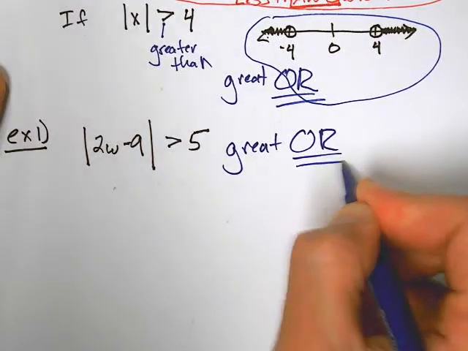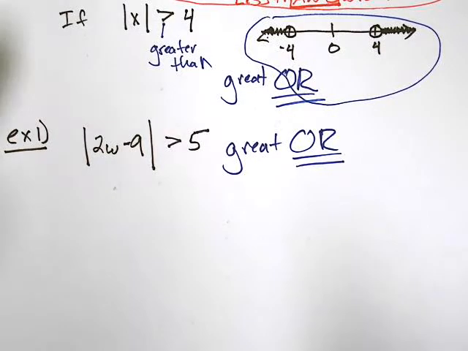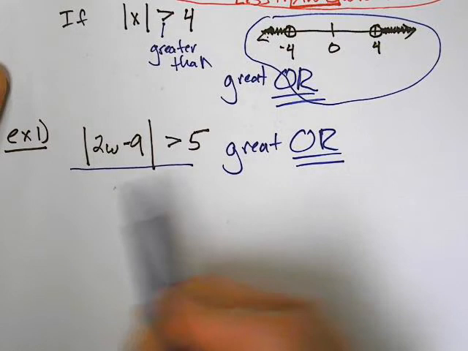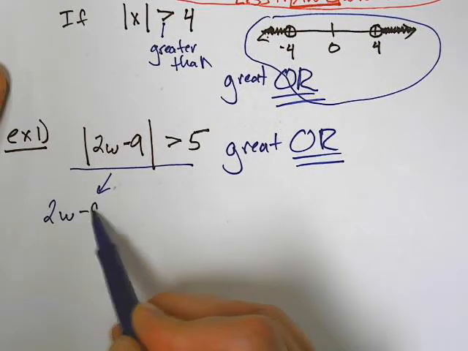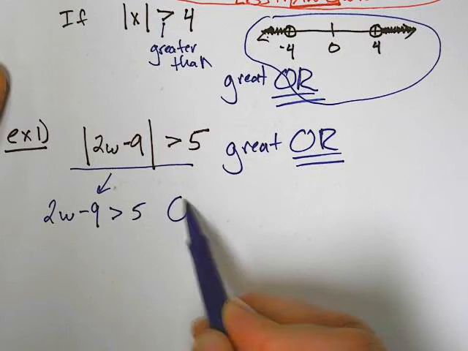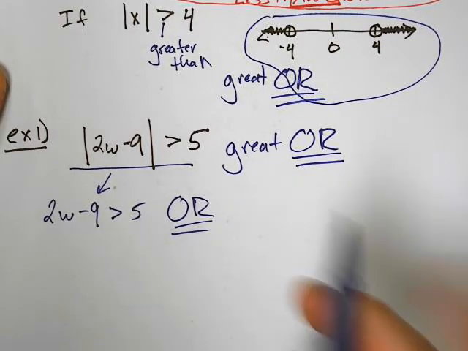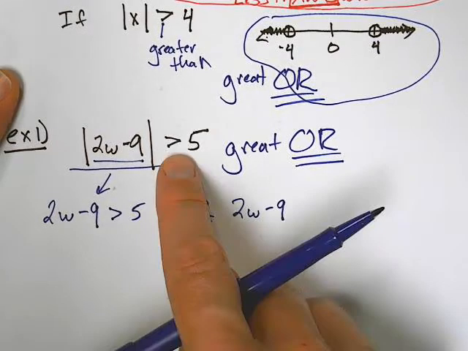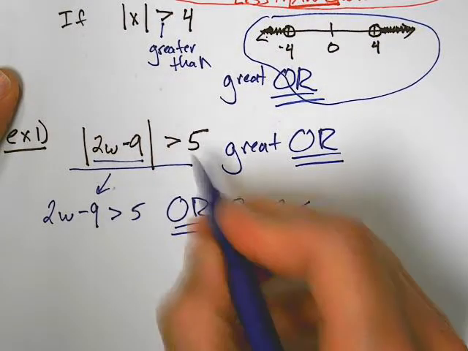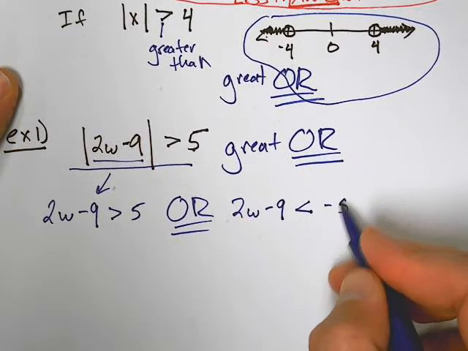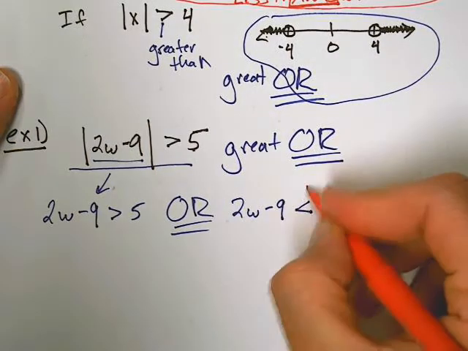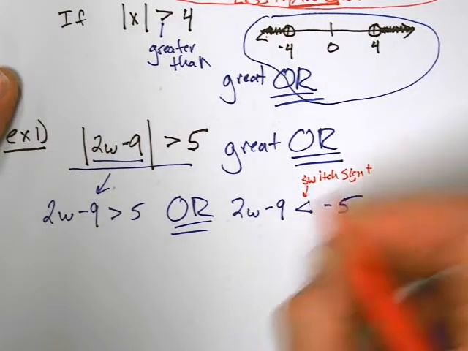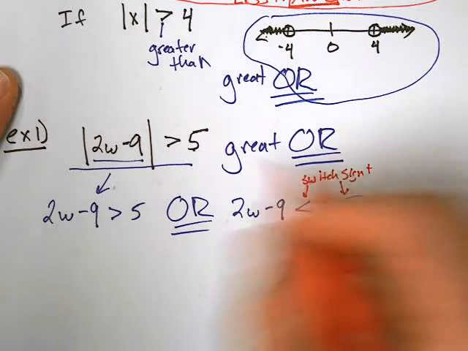So to set up a great-or, all you have to do is this. Rewrite this and just drop the absolute value. So it's 2w minus 9 greater than 5, or it could be the inside 2w minus 9. Then you have to switch the sign and switch the sign on the number. So that was key. You have to switch the sign on the inequality and on the number, right?